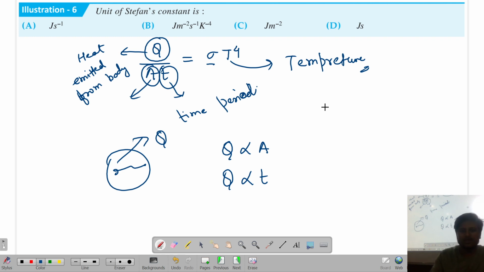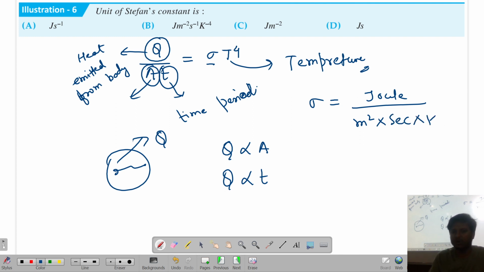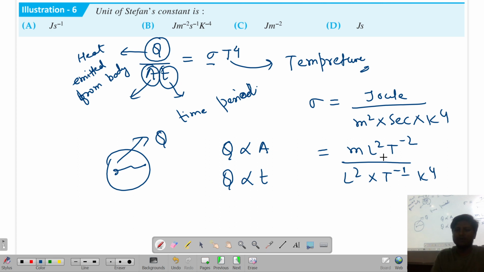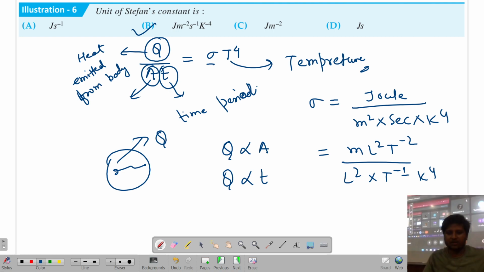So therefore, can you calculate the dimension of sigma? Q, heat, is there now, so joules. Area, meter square. Time is what? Second. And temperature is what? Kelvin to the power of 4. So you can put the answer: joule per meter square, seconds inverse, Kelvin to the power of minus 4. I can simplify further. Joule is written as what? ML square T to the power of minus 2, yes or no? Area is meter square. So here I will write it as L square T to the power of minus 1 K to the power of 4. And this is your method to solve this. Option B is correct. Okay. Are you able to get me or not? Everyone? Yes.